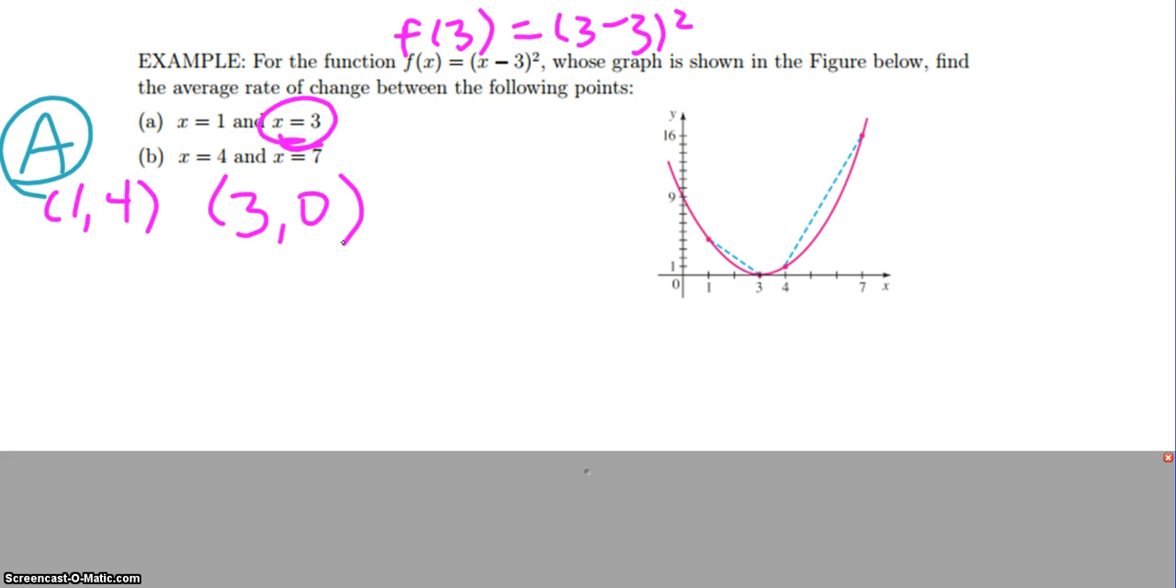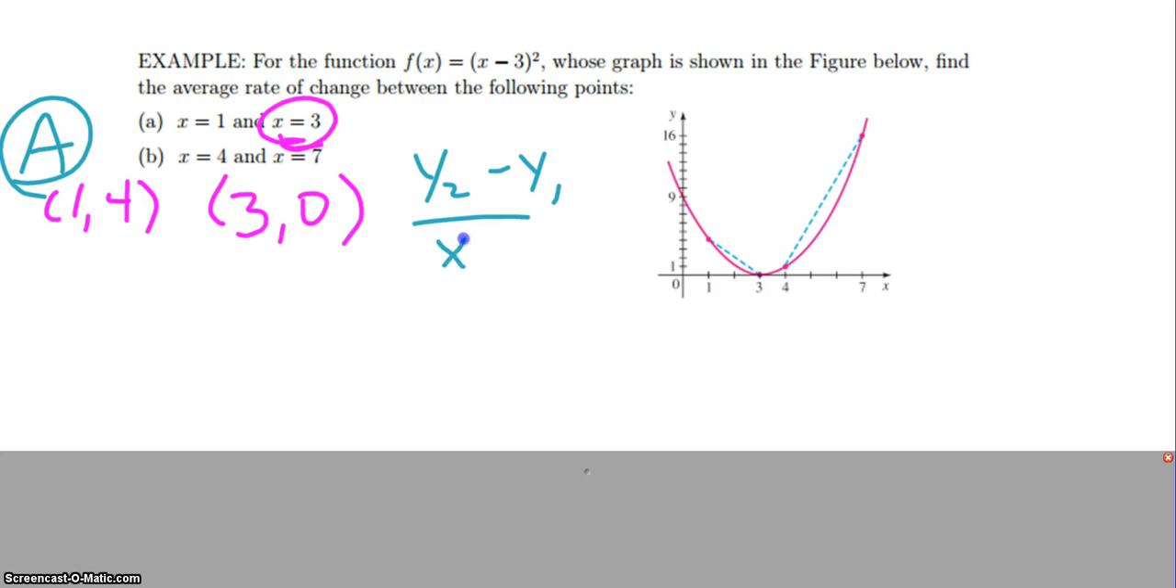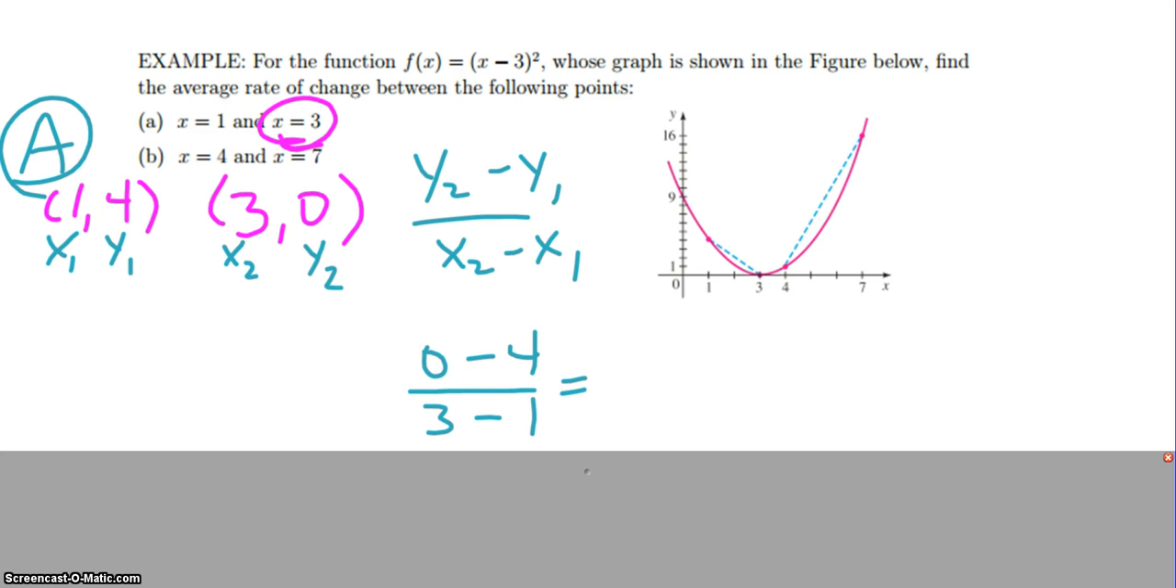So using those 2 points, we are going to plug them into the formula for slope. So y2 minus y1 over x2 minus x1. So let's go ahead and label x1, y1, x2, y2. So we have 0 minus 4 over 3 minus 1. So I have negative 4 over 2, which is negative 2. So for A, the average rate of change of this section right here is negative 2. And that makes sense because I'm decreasing from the left to the right.